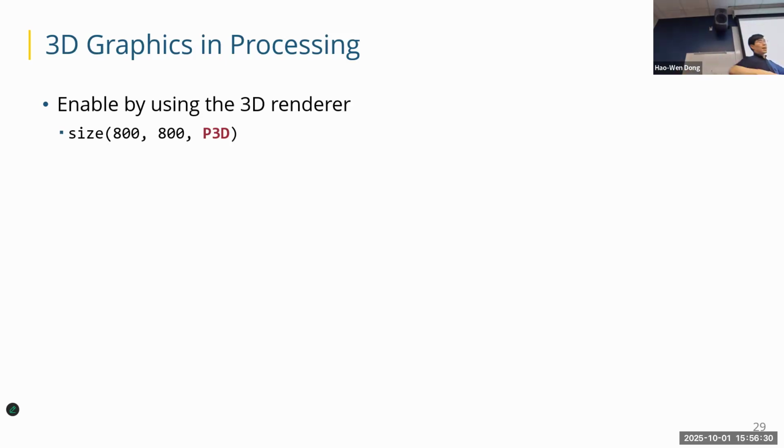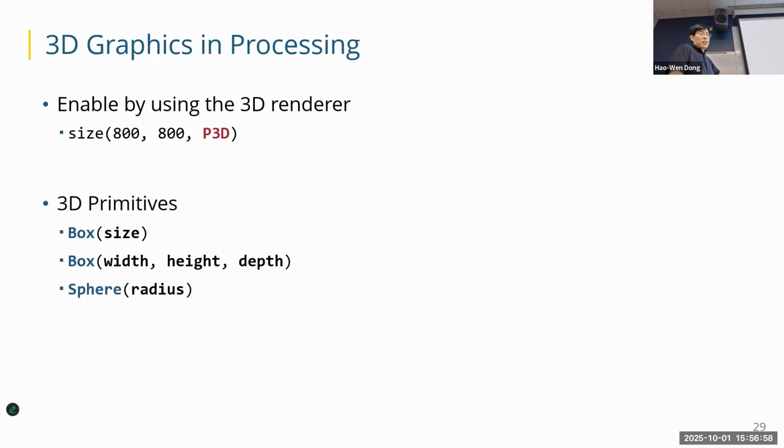When you initialize the canvas, the canvas is usually 2D. If you want to do 3D, it will be the same size, but now you add this P3D thing. Again, everything starting with P is a processing object, so this is the P3D object. It tells processing to enable this 3D mode. And there are only 2 primitive shapes that you can do: box, with size or width, height, depth, and sphere with radius.